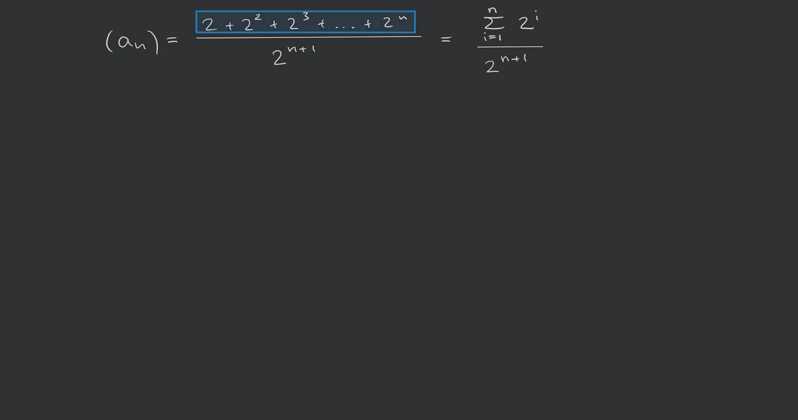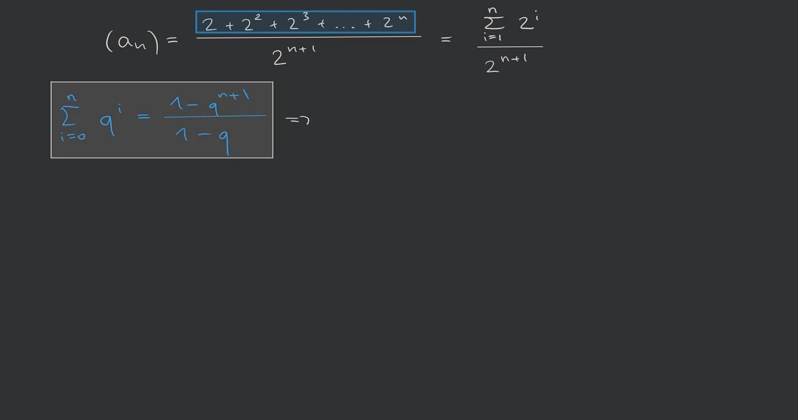Now, something should feel familiar about the expression in the blue box, at least if you've recently watched my video about geometric series. In that video, we have shown that whenever we have a geometric series given by the sum of q to the power of i, where i runs from 0 to n, we can write this sum as a closed expression, which doesn't use any sum anymore, which is 1 minus q to the power of n plus 1 over 1 minus q. So that is the video on geometric series.